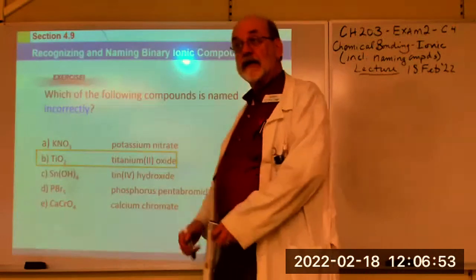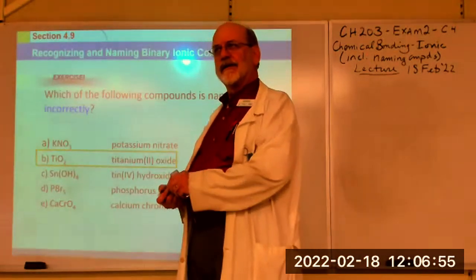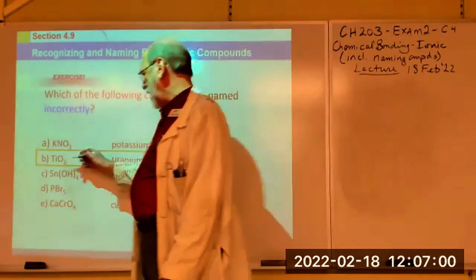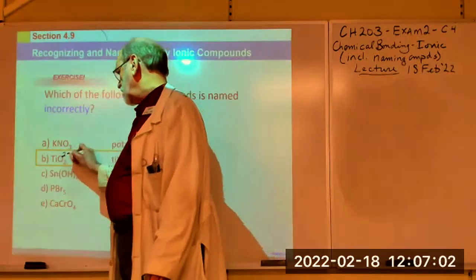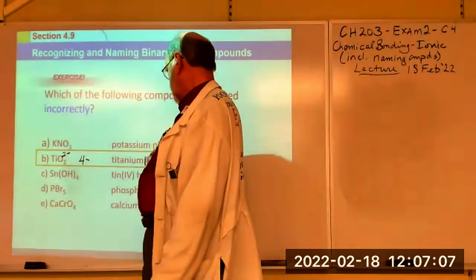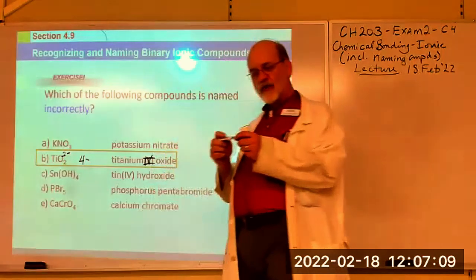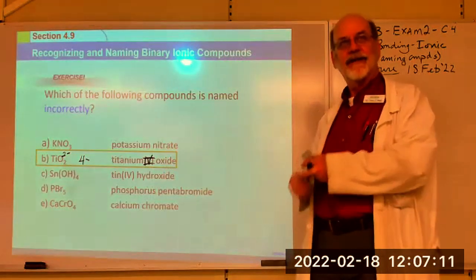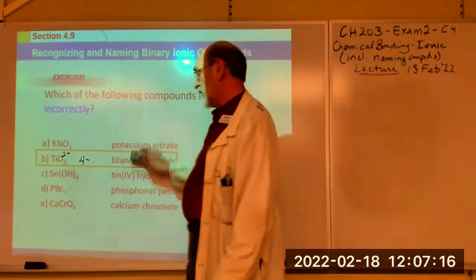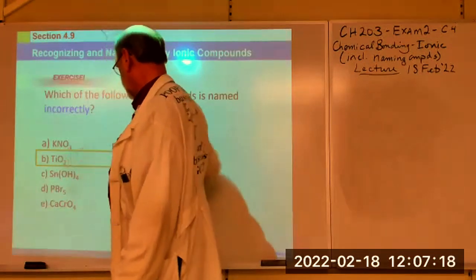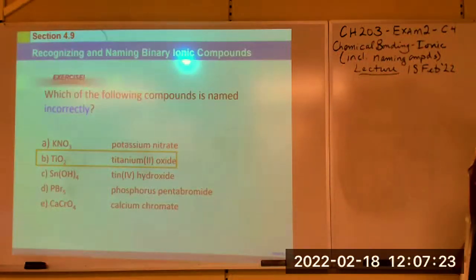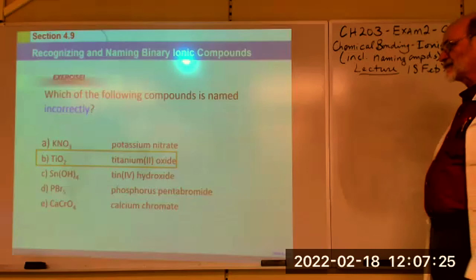Oh, I did it wrong. And nobody said anything. Did you know I was telling you wrong on this one? Oxygen is 2 minus. So it has to be 4 minuses balanced with titanium. Needs to be a 4. Okay. I'd like to say I planned that, but I didn't. I just made a mistake. Rest of them are correct.